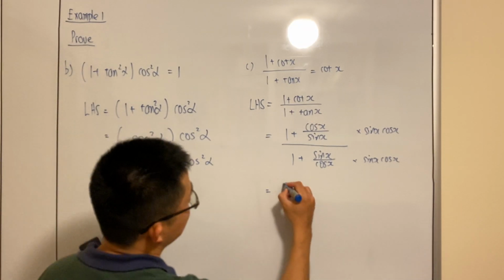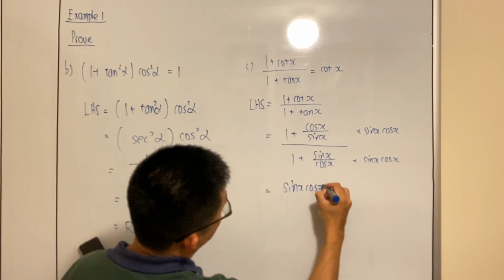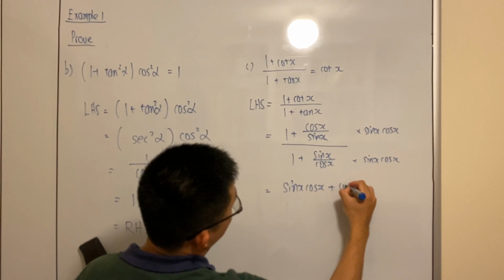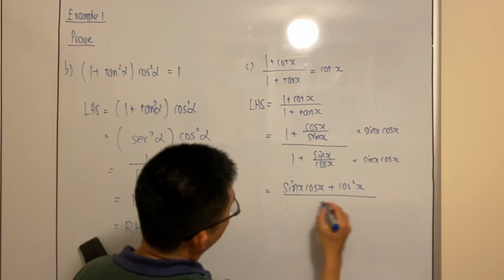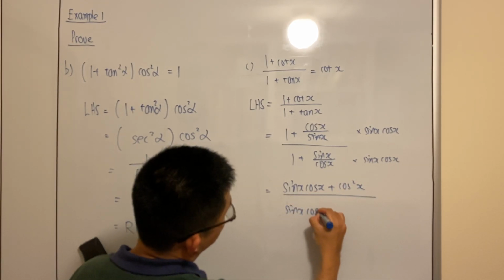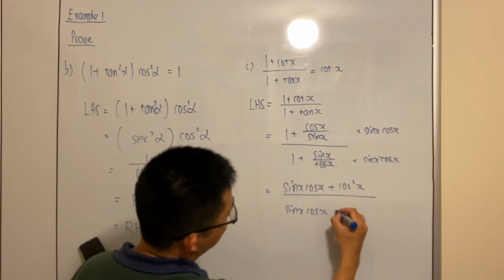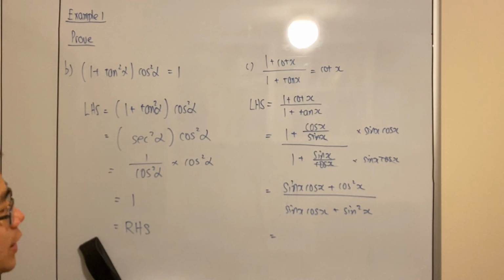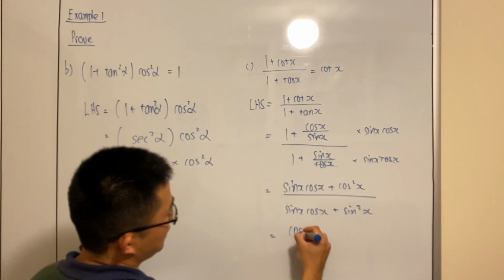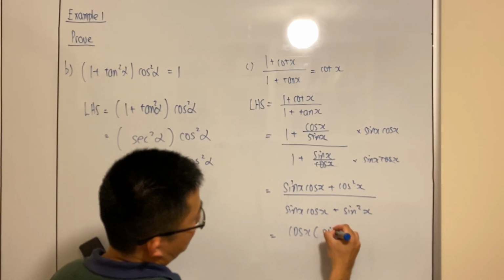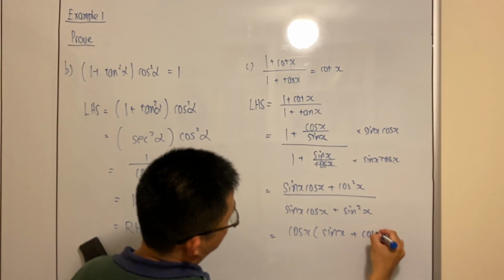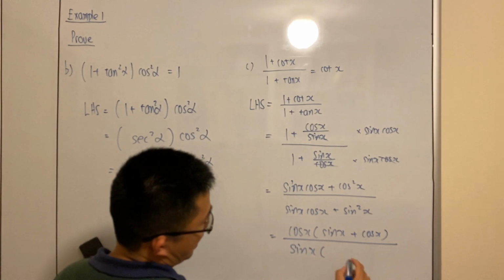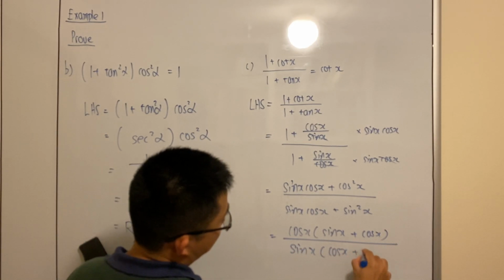So you get sine x cos x plus, well, you cancel this with that one here, and it becomes cos squared x over sine x cos x, and cosine crosses out. You get sine squared x. Now what you need to do is factorize the cosine x out. You get sine x plus cos x. To do the same thing, you factorize the sine x out, and you get cos x plus sine x.